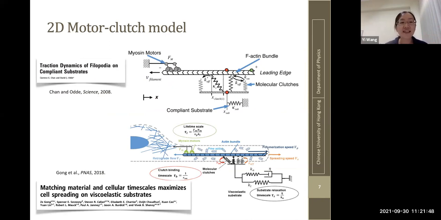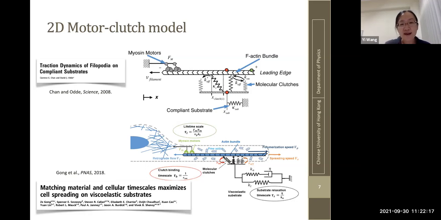So there's the so-called motor clutch model to explain the relationship, okay? But these models do not apply for 3D systems. So they do not apply when you have the cells immersed within the 3D hydrogel environment, okay? And furthermore, they do not consider the cross-link kinetics explicitly, okay? So we needed something else.